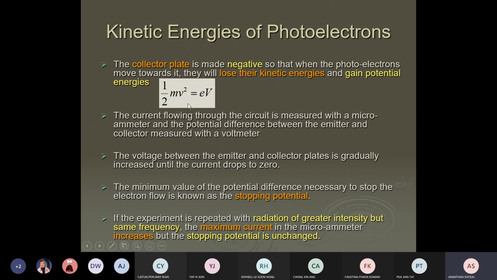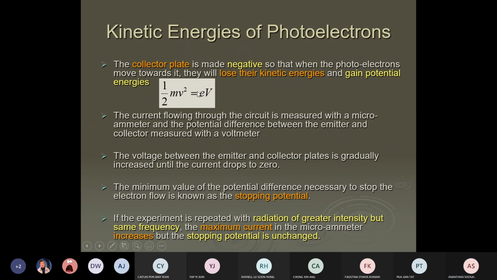More explanation. The collector plate is negative, so the photoelectrons move towards it. This explains how to find the kinetic energy. I already told you this last class, right? The half mv squared: eV is the work done by the electric field, and it is the kinetic energy possessed by the electron. So Millikan found the stopping potential, and he worked out the kinetic energy.